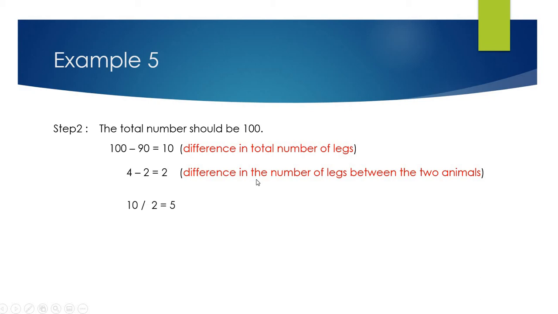Then we will divide 10, the difference in total number of legs, by 2, the difference in the number of legs between two animals, which is 2. 10 divided by 2 is equal to 5. We add 5 rabbits and we subtract 5 chickens from the first case.